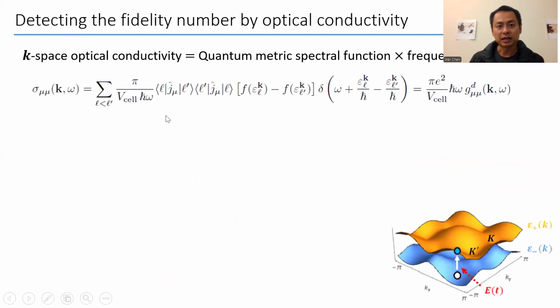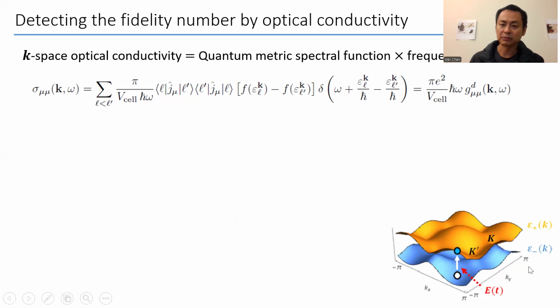Well, it has been recognized recently by many people that the optical conductivity is equivalent to what we call the quantum metric spectral function times the frequency. So the optical conductivity of non-interacting semiconductors has this expression. You can argue this simply from the Fermi golden rule. It contains the optical transition matrix element times the Fermi function, and also the part that conserves the energy.